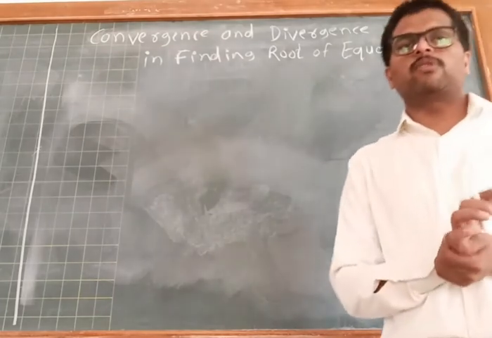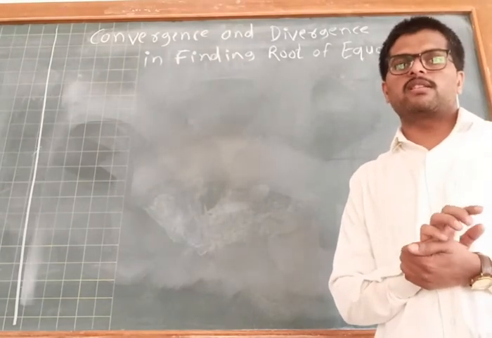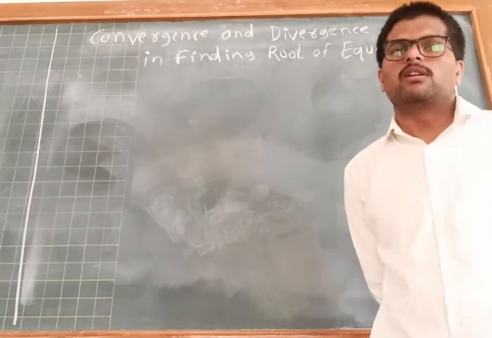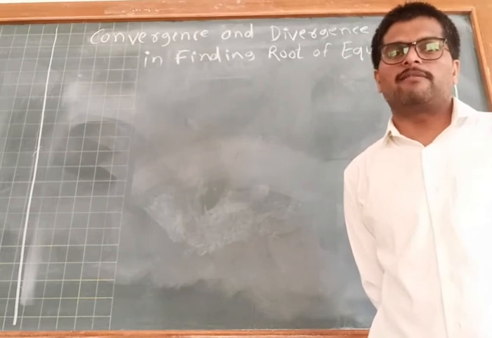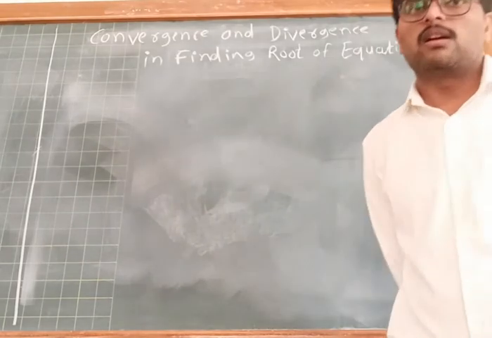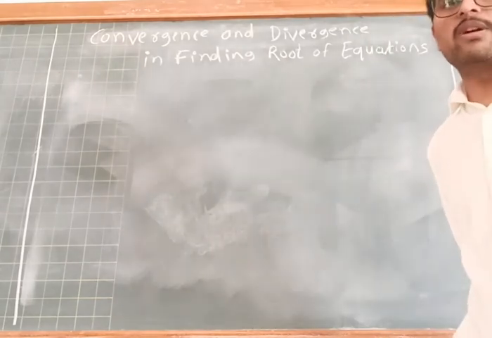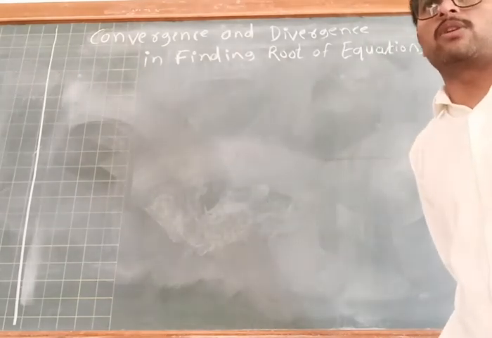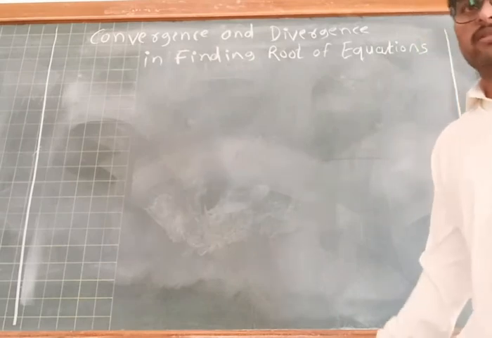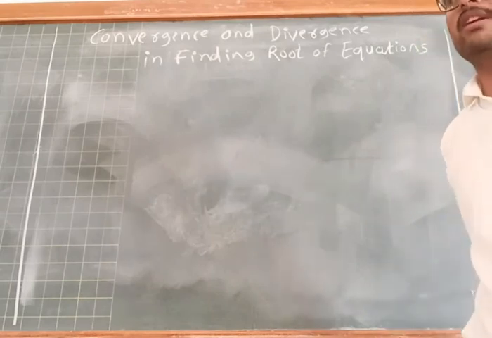This is a point from the first unit, that is convergence and divergence in case of roots of equation. While finding root of equations, there are different cases. In some cases, solution may converge, and in some cases, solution may diverge. So let us see what is meant by convergence and what is meant by divergence.